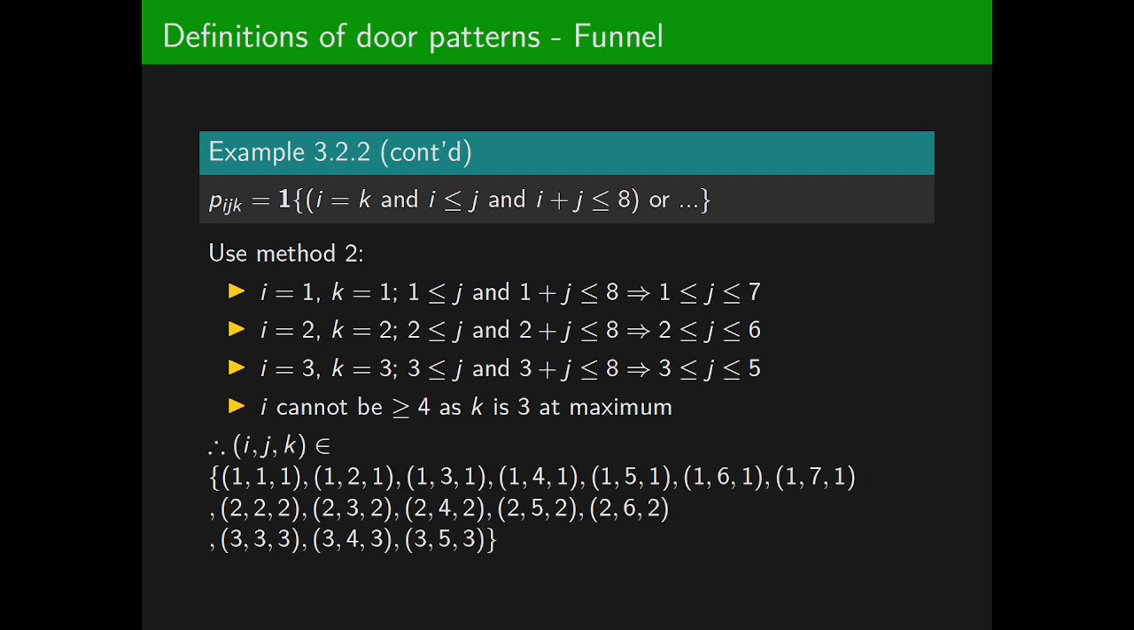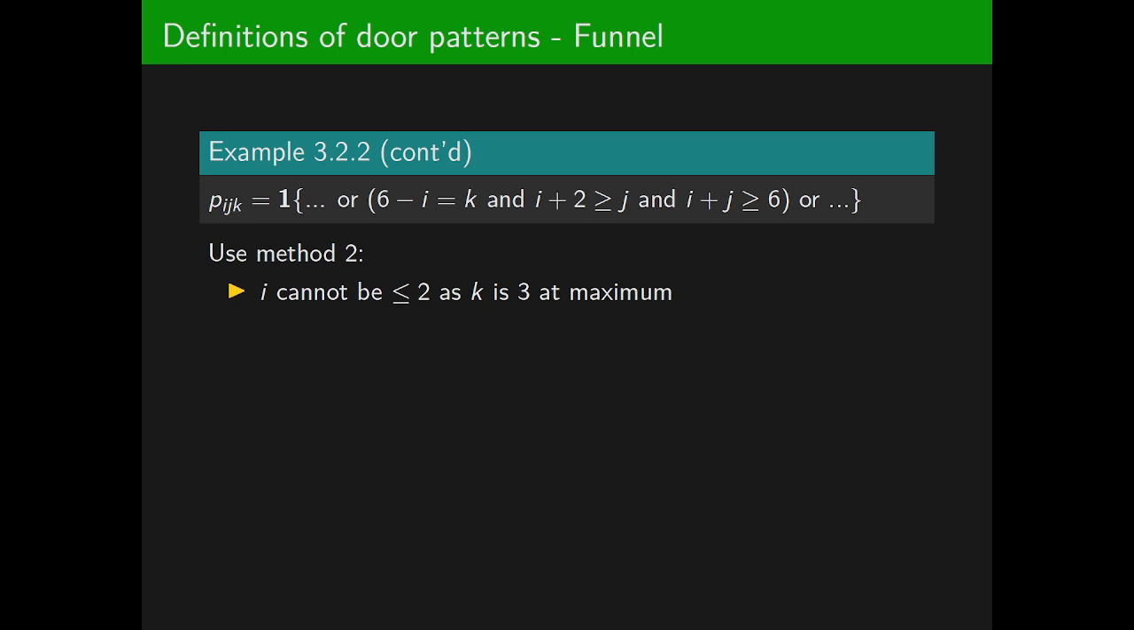Therefore, this part of the indicator can only be true when ijk is in these values. So we can just list them out. I equals 1, then you just permutate j: 1, 2, 3, 4, 5, 6, 7. Then I equals 2, k equals 2, and j equals 2, 3, 4, 5, 6. Then j equals 3, 4, 5 for I, k equals 3. And then we do this a bunch of times. We just need to do this 3 more times.